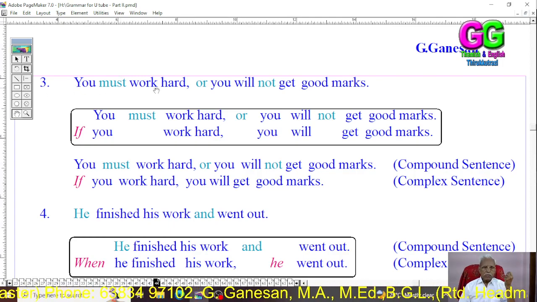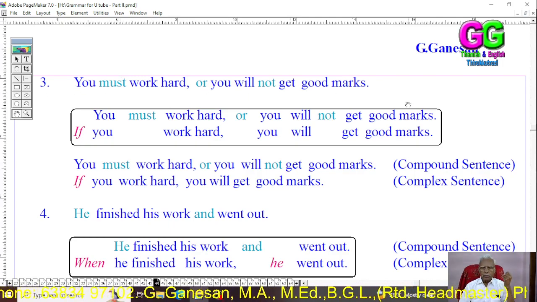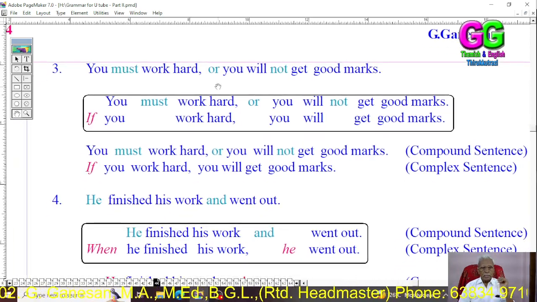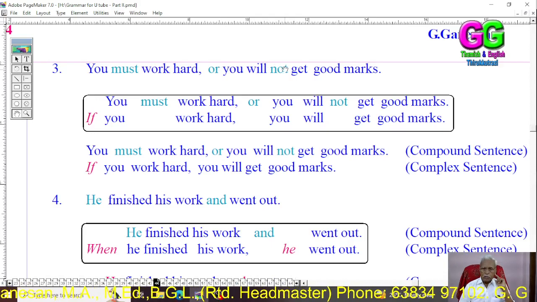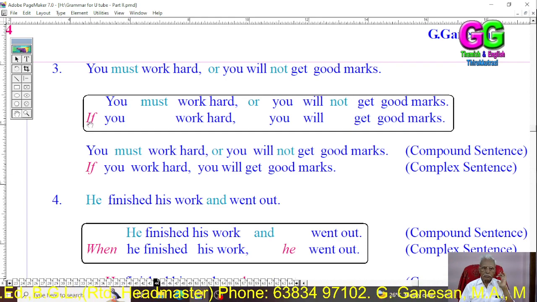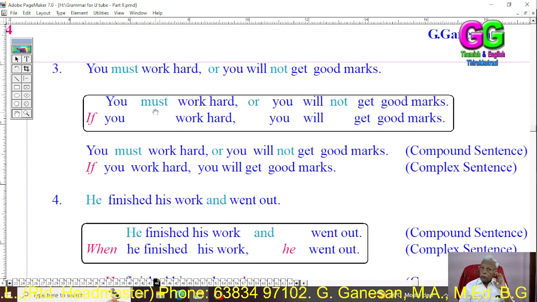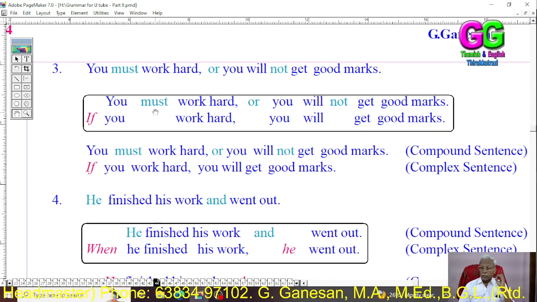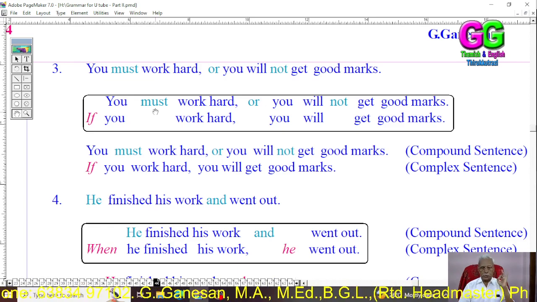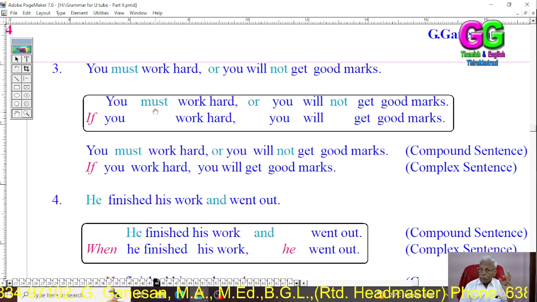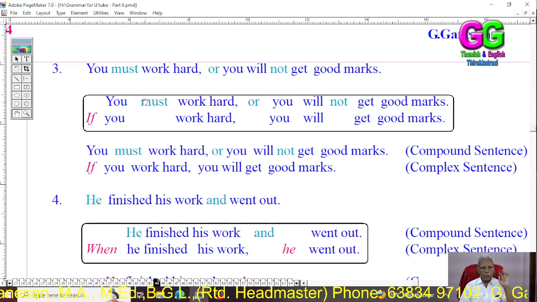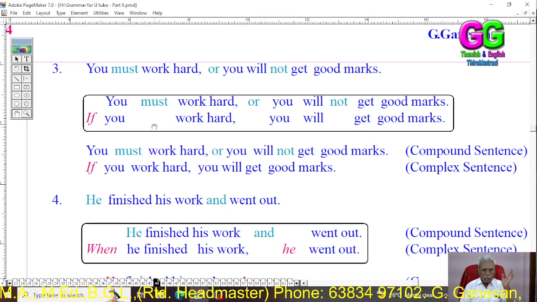Third example: you must work hard or you will not get good marks. You must work hard, otherwise you will not get good marks. So, here, the complex conjunction of "or not" is "if". So, we can place "if". See, if in the first clause there is the auxiliary verb must or should, it should be removed. It should be dropped. So here is "must", so it has been dropped.